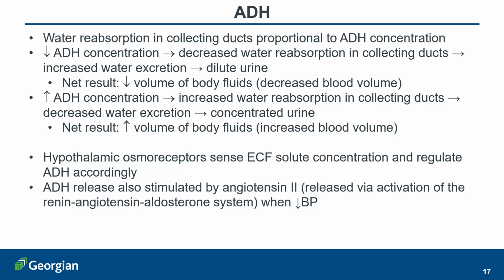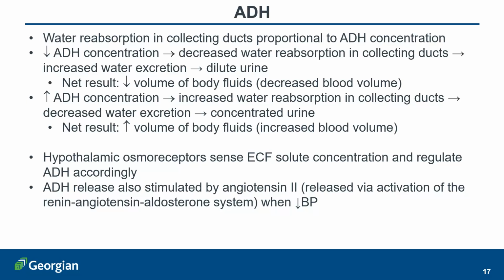If there is an increase in the ADH concentration, there's going to be an increase in the water reabsorption in the collecting ducts, leading to decreased water excretion and more concentrated urine. The net result of an increase in ADH concentration means that there's going to be an increase in the volume of body fluids, specifically an increase in blood volume as well. How is all this detected? The hypothalamic osmoreceptors sense the ECF solute concentration and regulate ADH accordingly.